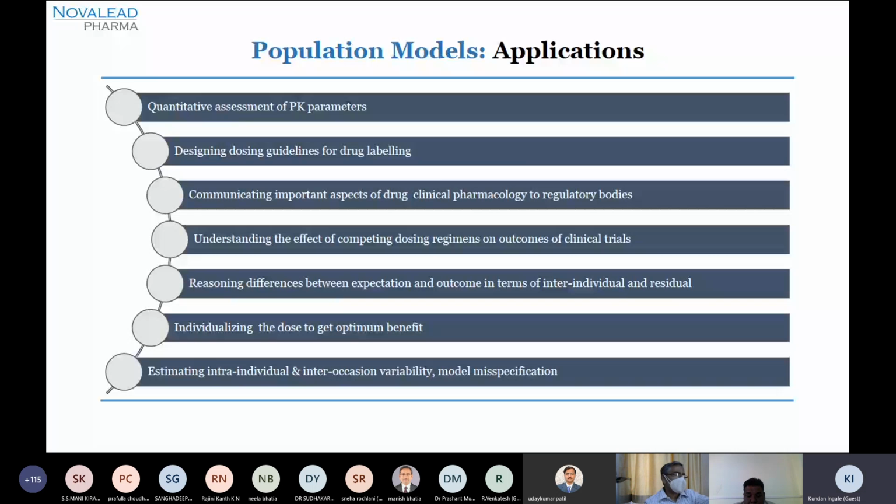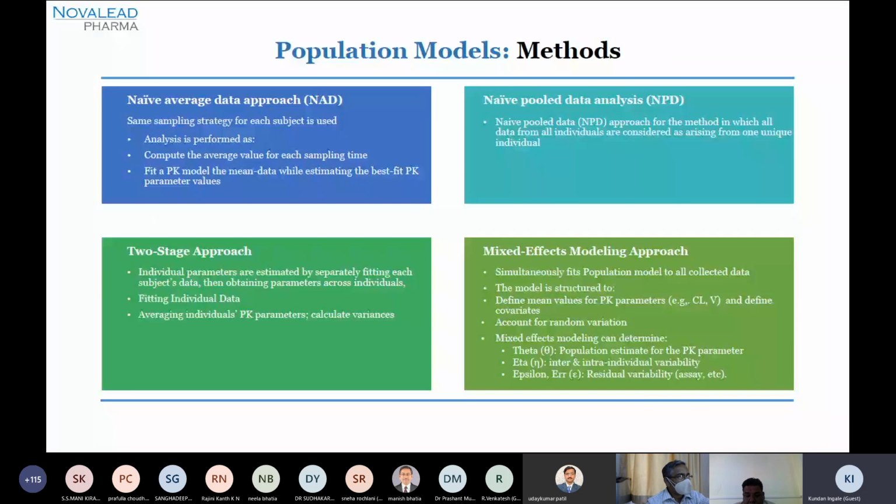Okay, so now we'll see the different methods which are applied in the population models. These are fairly popular methods. Naive average data approach: this is a very simple approach where the analysis is performed by computing the average value for each sampling time point. Let's say there are 10 subjects in the PK population. All the subjects have the same predefined sampling time points, and using the same sampling schedule, the data is collected and fit to a bigger population.